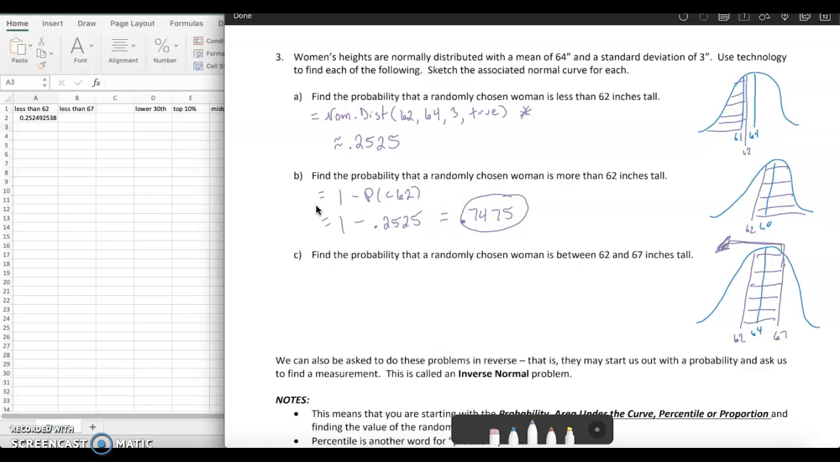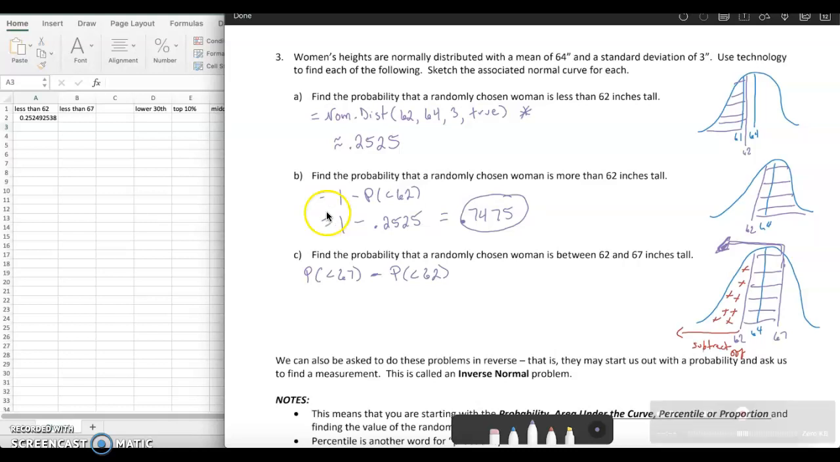So find that entire probability and then basically subtract off this part. We don't want this part. We only want the center part. So we're going to have to take the below 62 and subtract that off. Okay, so let's see. What we're going to do is we're first going to find the probability of being less than 67, and then we're going to subtract from that the probability of being less than 62 inches to find the probability of being between those.